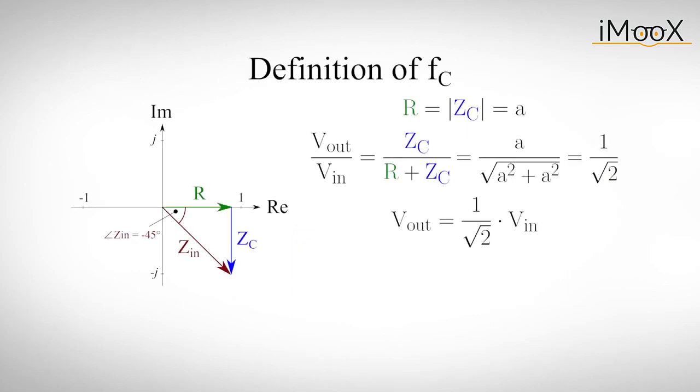Actually, the definition of the corner frequency comes from the input and output power of the circuit. Since the amplitude of the output voltage at this point is 1 over the square root of 2 times the input voltage, the output power, which is proportional to the square of the output voltage, is exactly half of the input power. Makes sense, doesn't it?